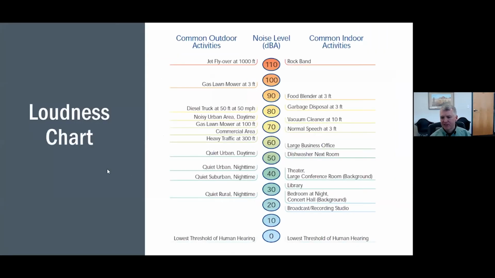Everybody's seen these loudness charts, and I don't want to spend a lot of time on this, but this one goes from 0 to 110. Typically you'll see these go up to maybe even 140. But this is quite a range, and I'm going to talk about what a decibel is in a second. But 0 is the lowest threshold of human hearing.